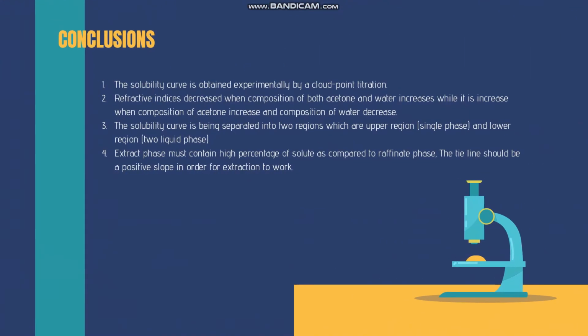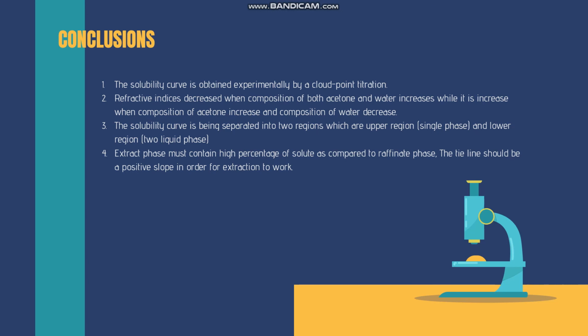Finally, we come to the conclusion. So we conclude this experiment, the Equilateral Triangle Diagram experiment. First, the solubility curve is obtained experimentally by a cloud point titration. Second, the refractive index decreases when the composition of both acetone and water increases, while it increases when the composition of acetone increases and the composition of water decreases.